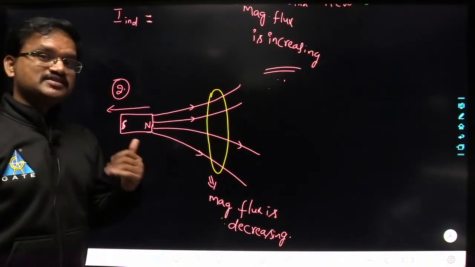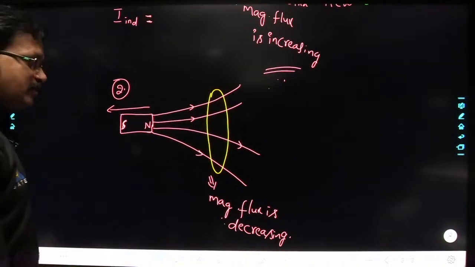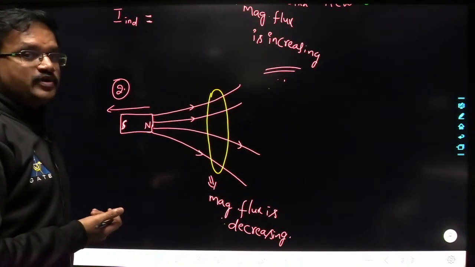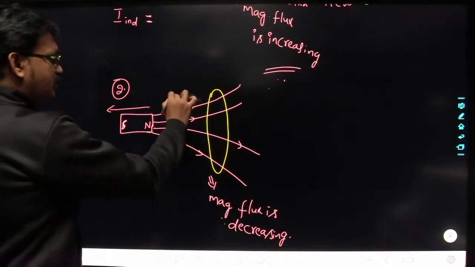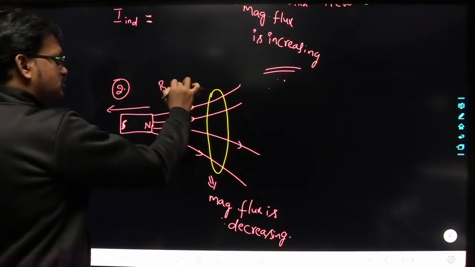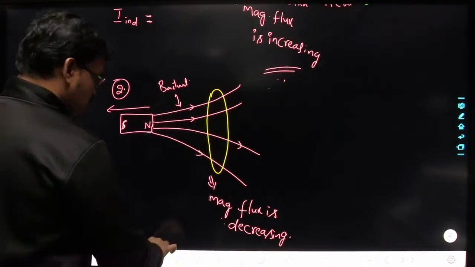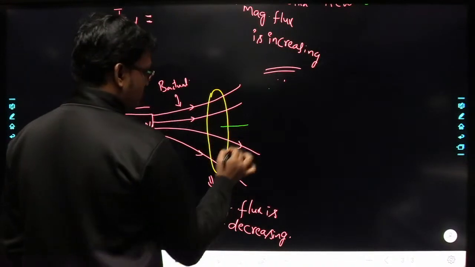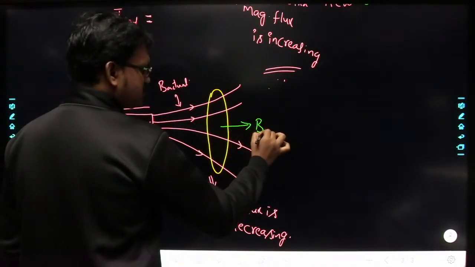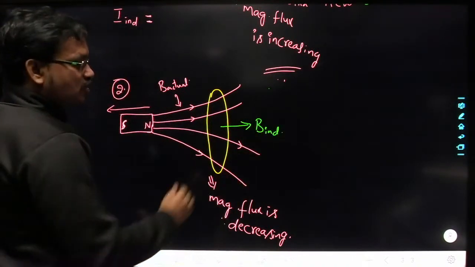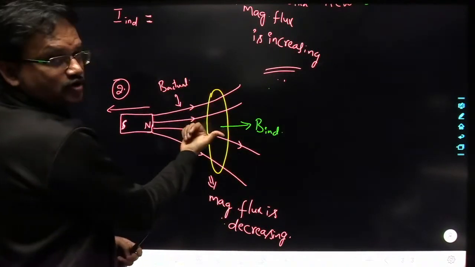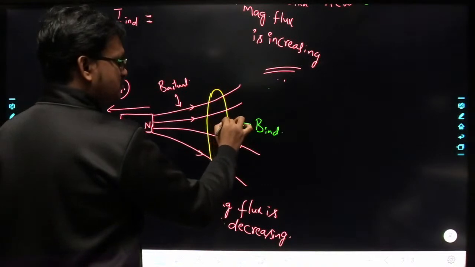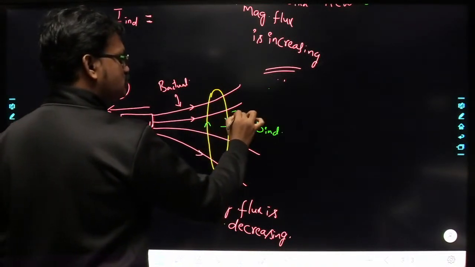Whenever the magnetic flux is decreasing, what is the direction of the induced magnetic field? The direction of the induced magnetic field must be along the direction of the actual magnetic field, B actual. B actual is pointing in this direction, so the induced magnetic field, B induced, must point in the same direction. Then the direction of induced current must be clockwise.